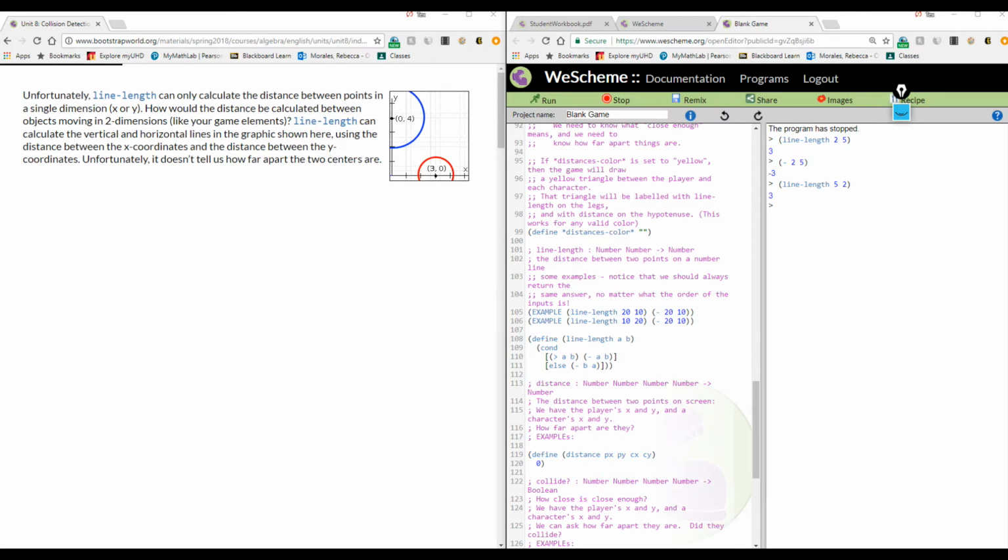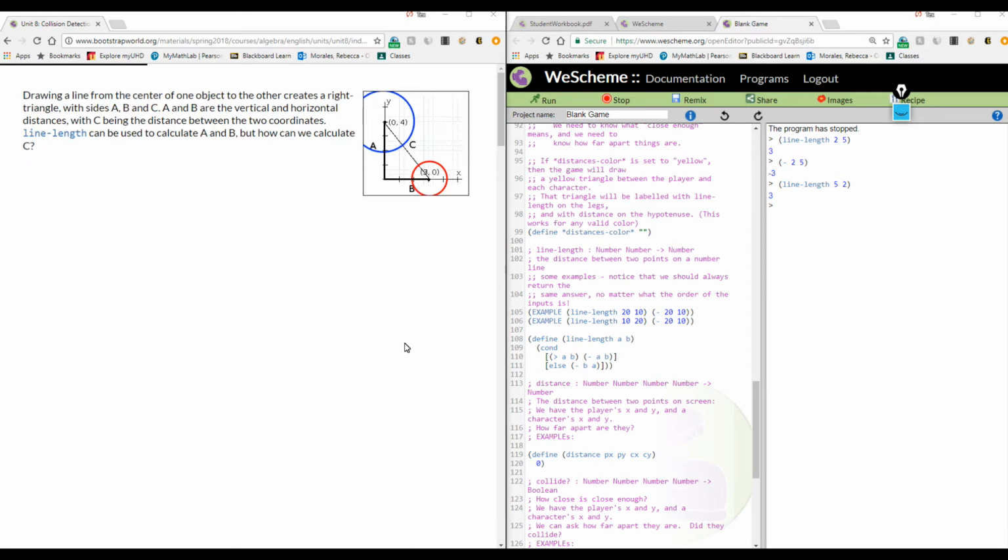Read through this next slide. This next slide gives you a little bit of information about how you're going to start calculating the distance between those two centers, and it references what we've already been talking about, this function line length. It's very crucial. You can use line length to find A, you can use line length to find B, and so how can we use those two things to find C? Take a couple seconds to process that.